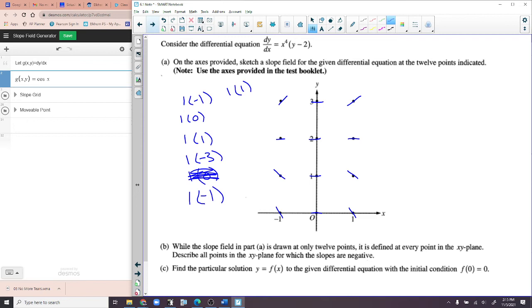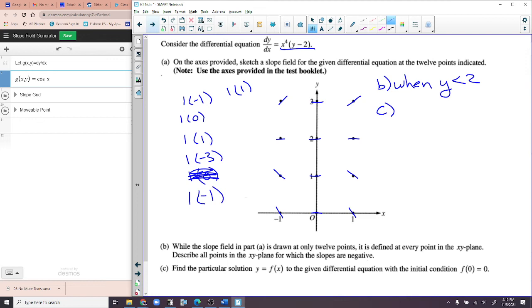Describe all points in the xy plane for which the slopes are negative. So when you look at this, how will you know when the slope is going to be negative? When y is less than 2, right. So letter B: when y is less than 2, you'll have negative slopes. So those are worth a couple points. A and B will be a total of 4 points because we have 5 left.